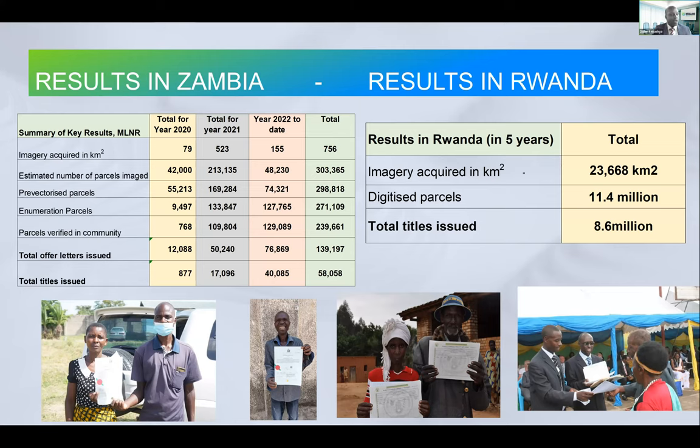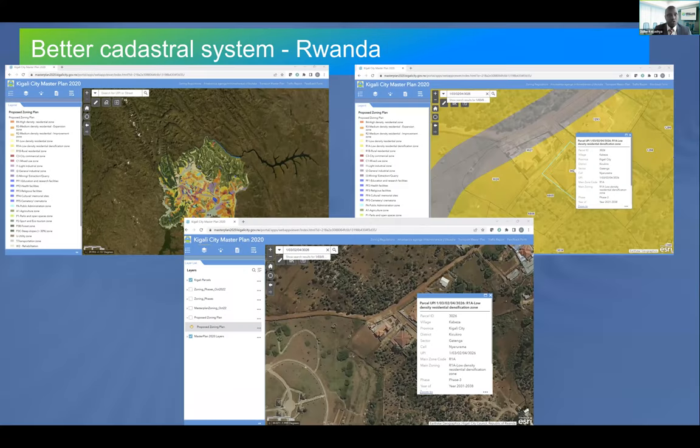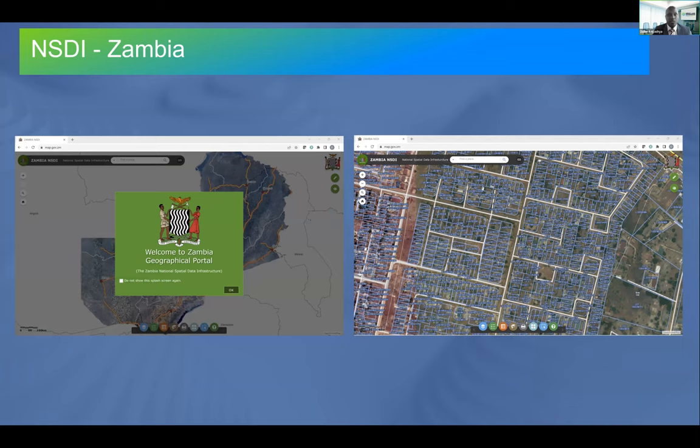Now, before I move towards the conclusion, I want to show that these images are helping build a better cadastral system in Rwanda. I'll use an example. This is exactly my property, which I own in Rwanda, shown on the screen. Using the UPI, the unique parcel identifier, you can know what is where and who owns what in Rwanda. In Zambia, they are building the national spatial data infrastructure, which is also receiving all the spatial data that we are producing as a project.